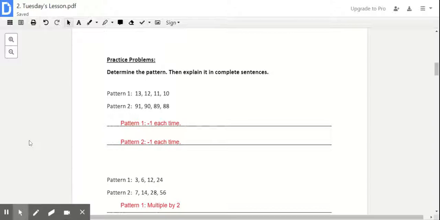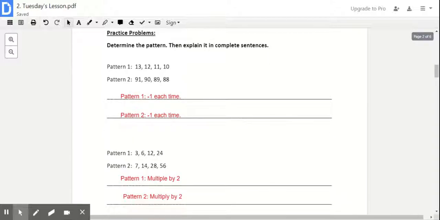All right, so welcome back from trying out the practice problems. Let's go through the answers together and understand why these are the correct answers. So, for the first piece, you were to determine the pattern, then explain it in complete sentences. So, simple as pattern 1, you have 13, 12, 11, and 10. Realize it is decreasing by minus 1 each time. So I know that 13 minus 1 is 12, 12 minus 1 is 11, 11 minus 1 is 10. So minus 1 every single time.